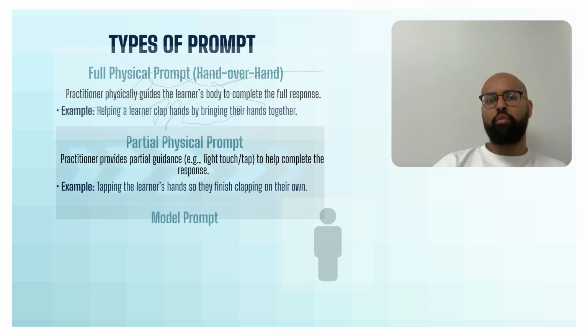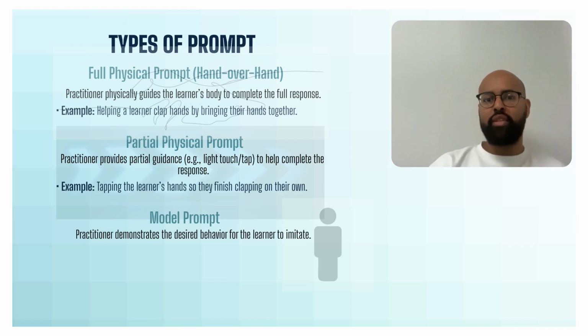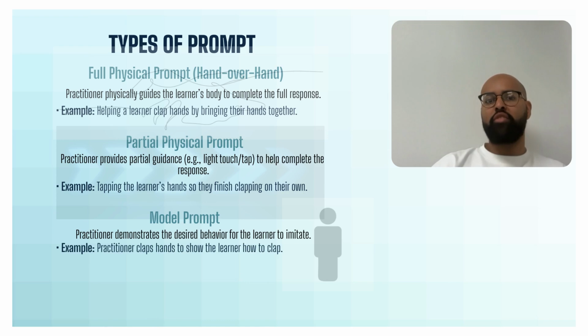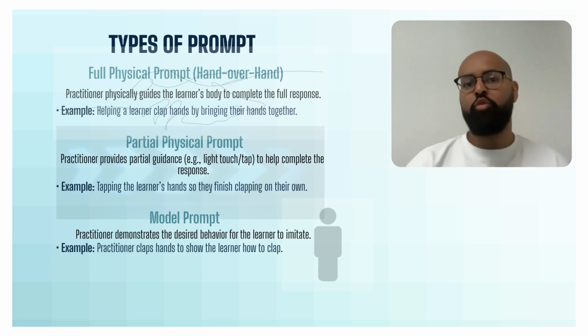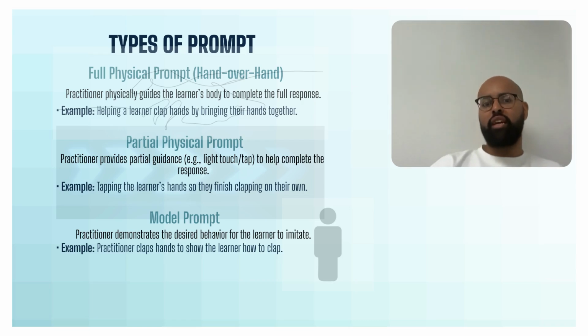Third is model prompt. This involves showing the learner how to complete the task via the practitioner demonstrating or modeling how to complete the task. Example: a learner is given the instruction, clap hands. The learner does not clap their hands, and the practitioner claps their hands to demonstrate the correct response. The learner will then see the practitioner demonstrating hand clapping, and then the learner will clap their hands.